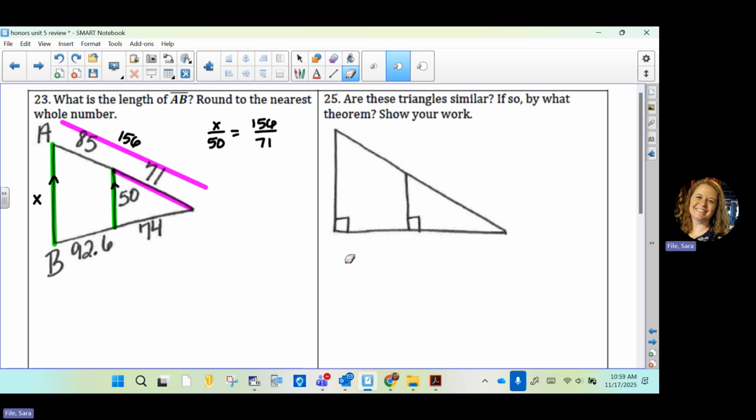All right. Then you cross multiply and divide. So 50 times 156 divided by 71. And this one says also to round to the nearest whole number, because that comes out to 109.86. So what would that be to the nearest whole number? 110.